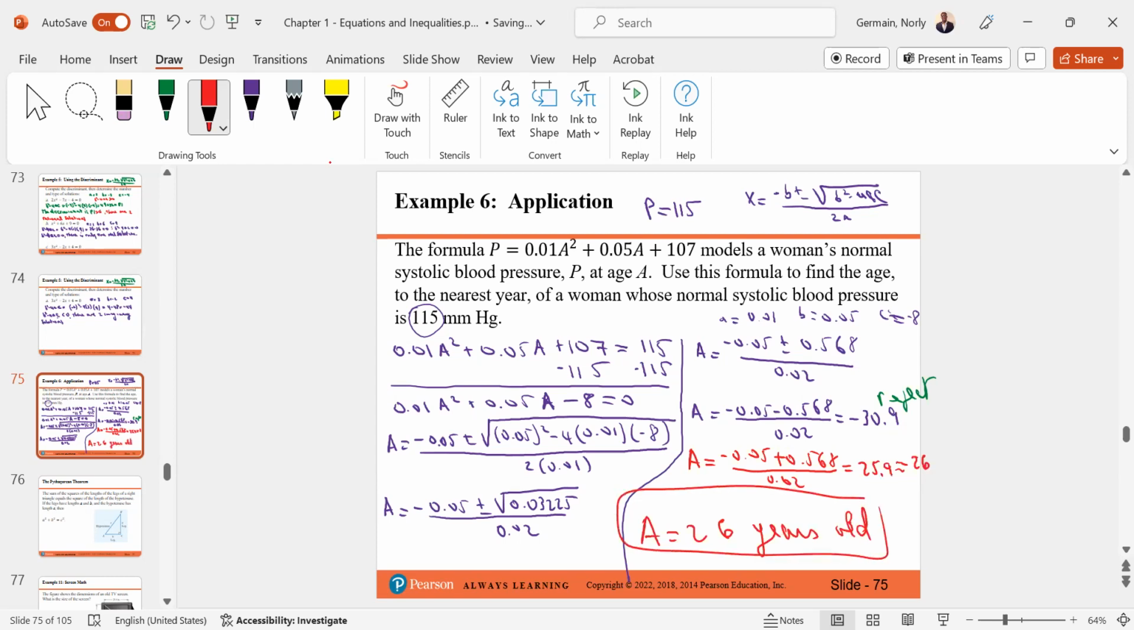So 26 years old indicates that 26 is the approximate age of a woman whose normal systolic blood pressure is 115. You see, for the negative answer, we reject the negative answer. Why do we reject it? Well, we reject it because no one is born with negative age, unless your name is Benjamin Button, right? All right, that's a joke.